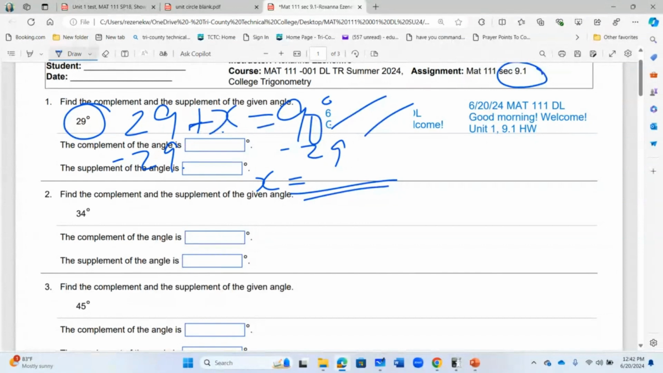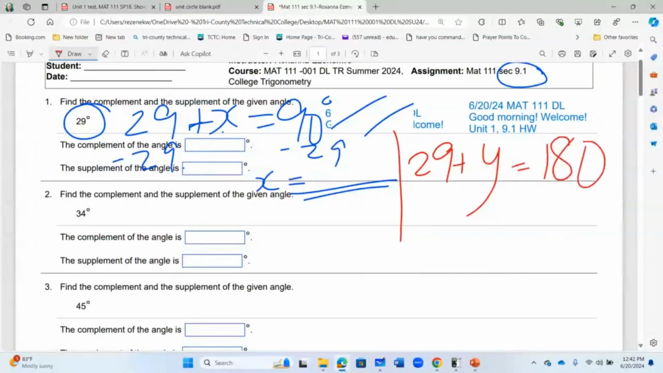What if I'm told to find the supplement? The supplement of 29 degrees is an angle, let's call it y, such that 29 plus y is equal to 180 degrees. Therefore, y is supplementary to 29 degrees. Subtract 29 on both sides, and now you put it in your calculator and get the supplementary angle. So that angle will be equal to 151. So use your calculator.